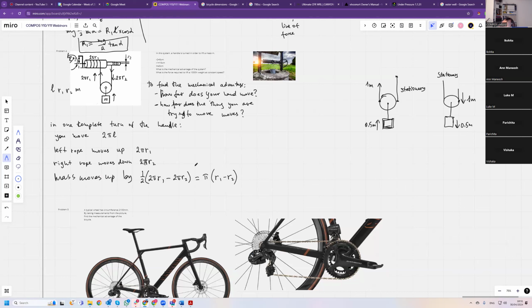How can R1 and R2 be different if the rope is under constant tension and they're moving by those amounts? Oh, I don't see a contradiction.